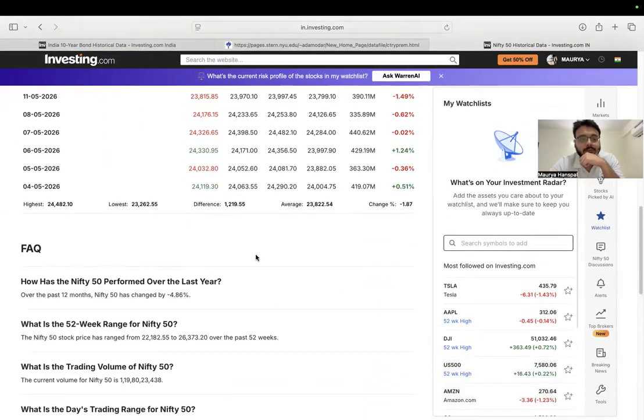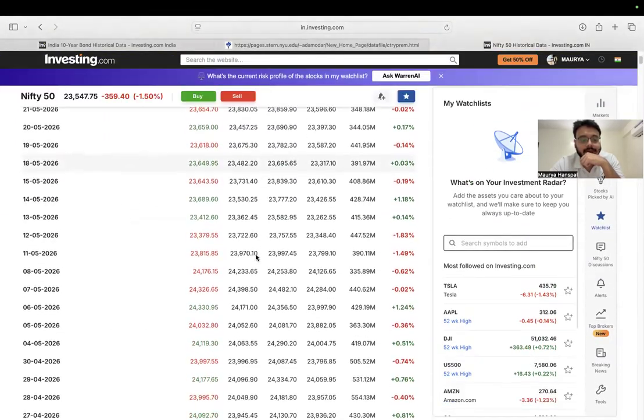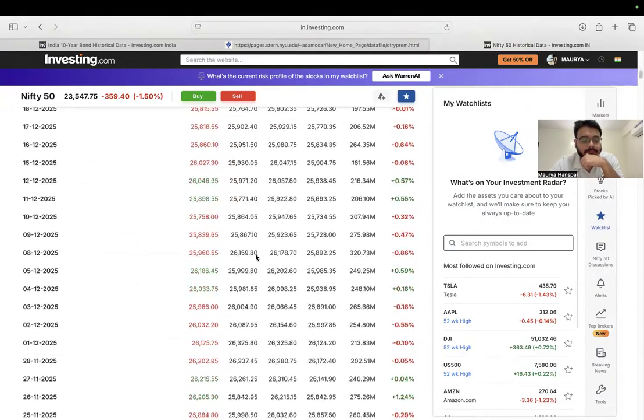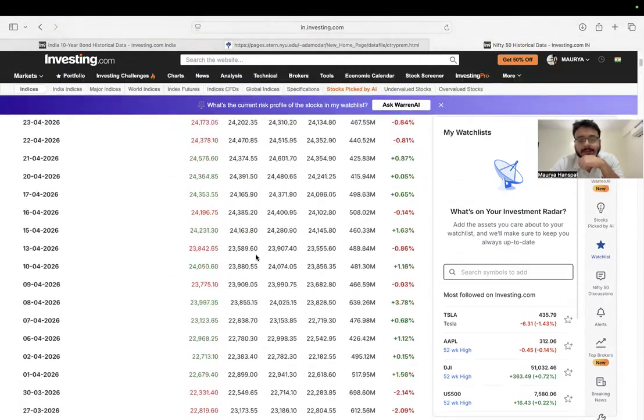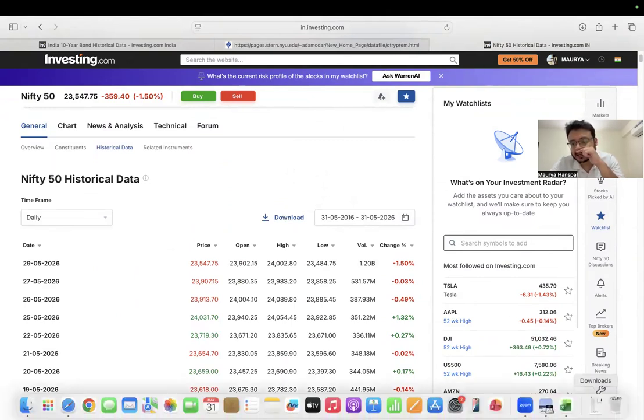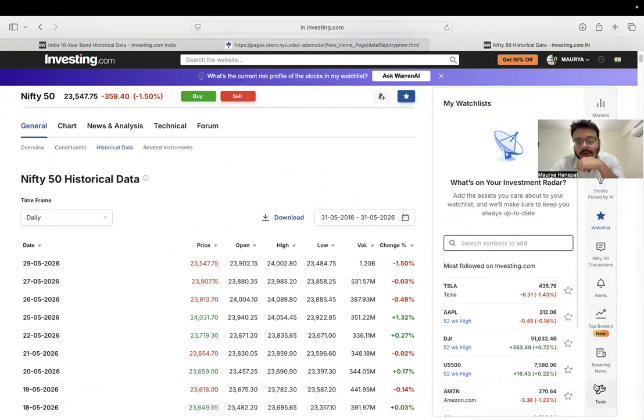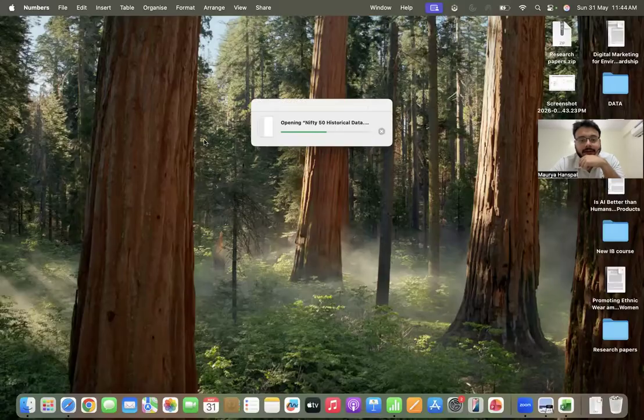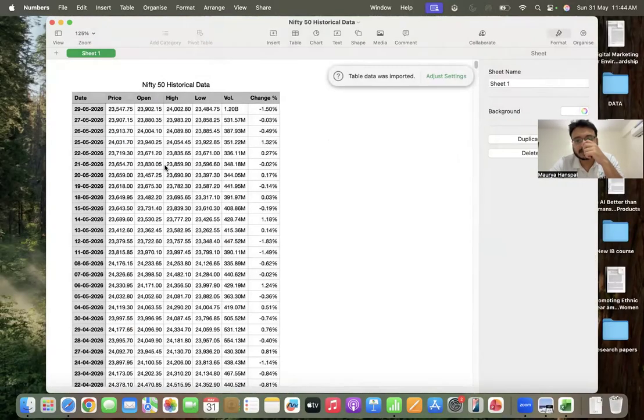So here you have the stream of data. It is loading. It will take a bit of time. Look, all the data has loaded. And here, this is the price which I want. This price is the closing price. I click on download and I will get this data. It will get downloaded as a CSV.